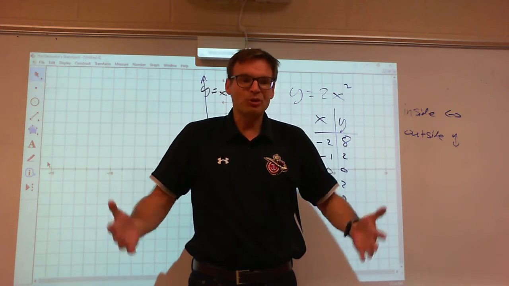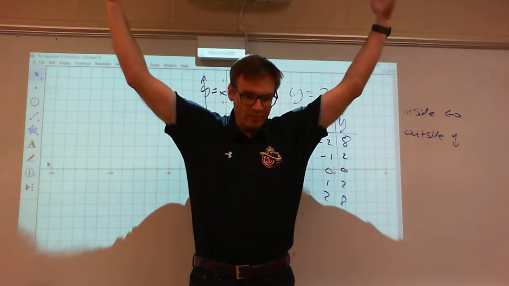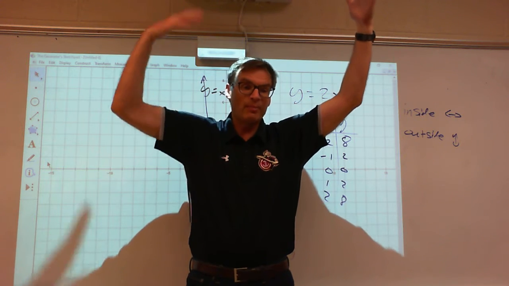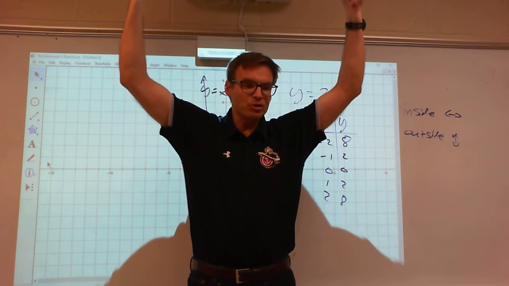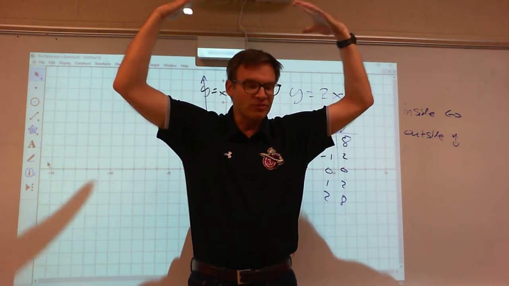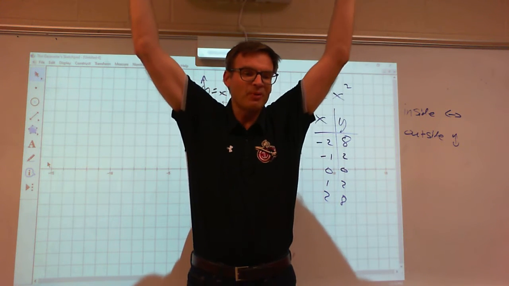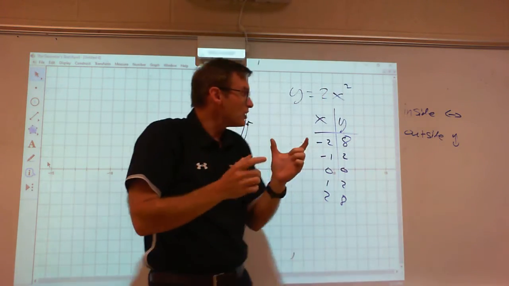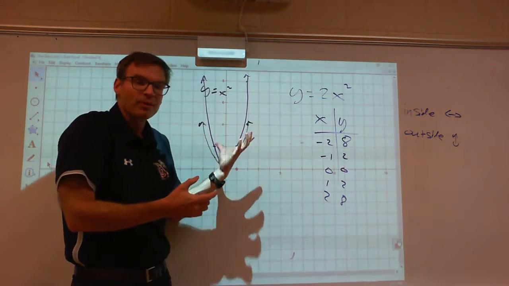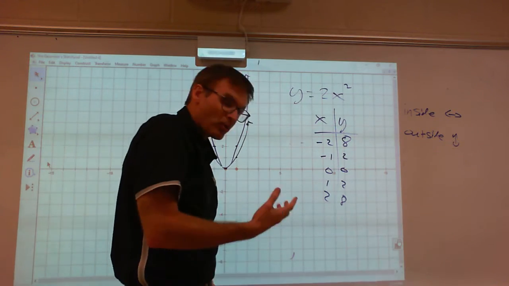So I want you to imagine my arms are holding up a parabola, and I'm made of rubber, otherwise it gets really gross, and I'm on the rack, and they want to stretch me twice as tall. Well, if they stretch me twice as tall, what's going to happen is my arms are going to be pulled up, and that's going to change the shape of my parabola.